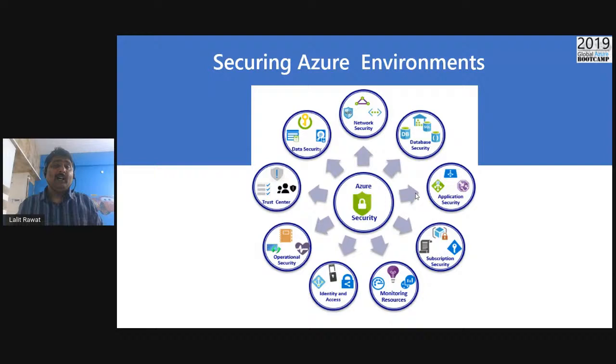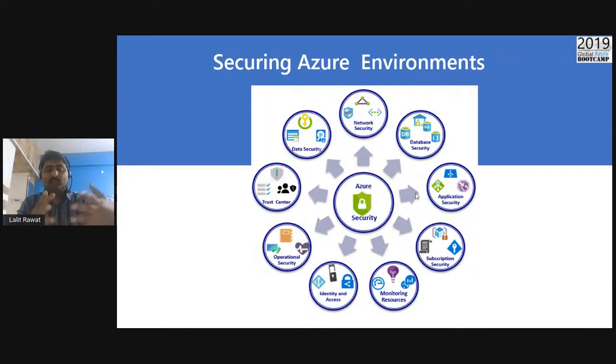So these are pretty much the services around Azure security, which you can utilize to make sure that Microsoft Azure's best practices in terms of security are implemented. There are a lot of other services which came up during this.